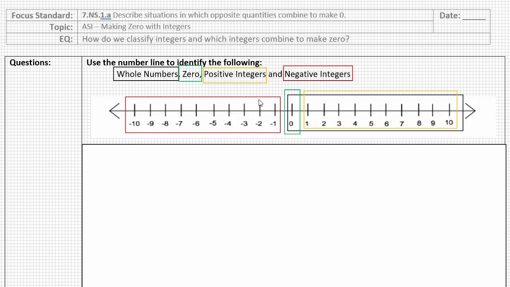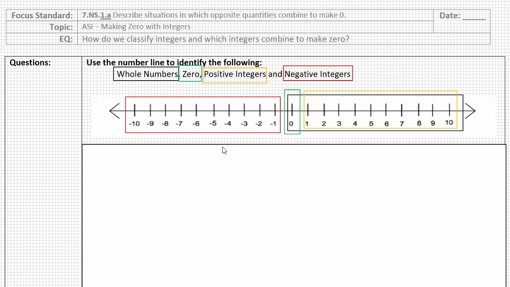Alright, so there we have it. So there are our negative integers in the red box, our positive integers in the yellow box, 0, which is neither positive nor negative, and it's right in the middle, dividing the two groups of integers. And then whole numbers, which does include 0 and all of our positive counting numbers, whole numbers on up.